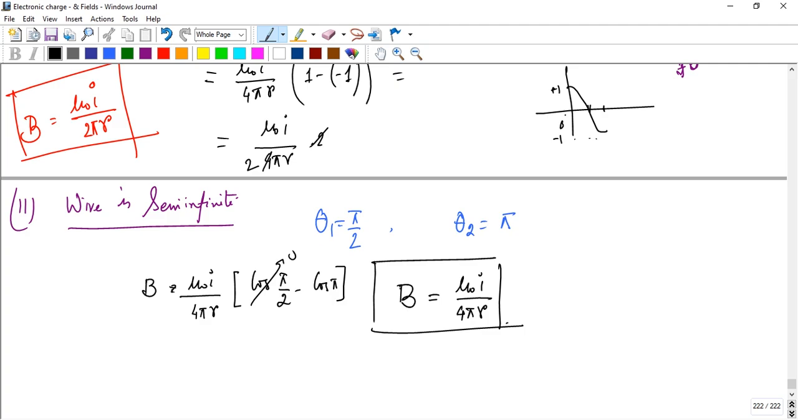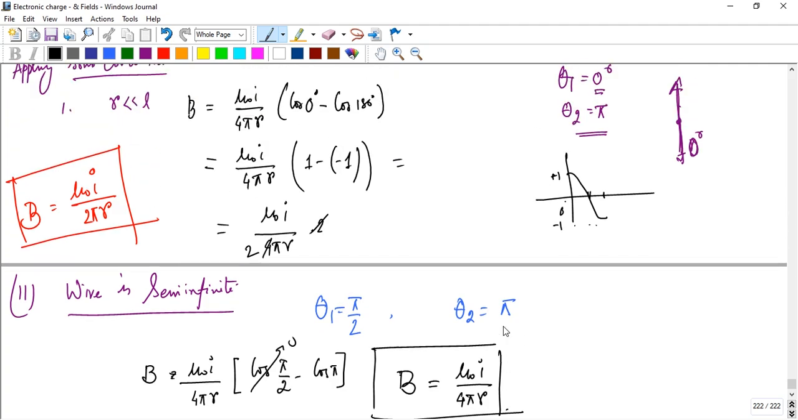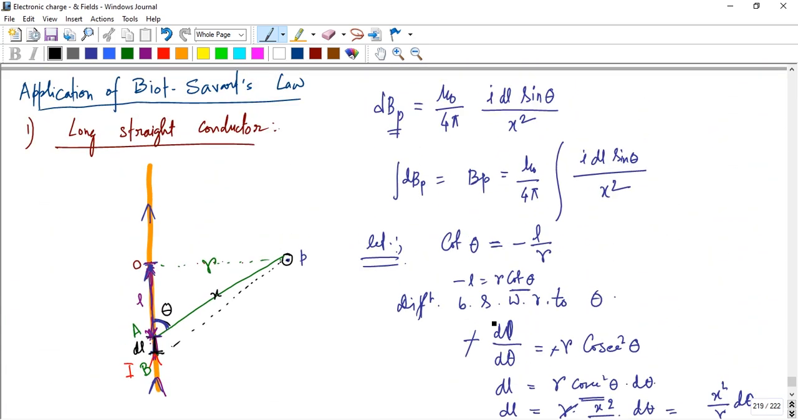That's the magnetic field. That is the first application: calculating the magnetic field of a long straight conductor. Actually the Biot-Savart law helps us calculate the magnetic field, just like Gauss's law helps to calculate the electric field. Similar concept here.